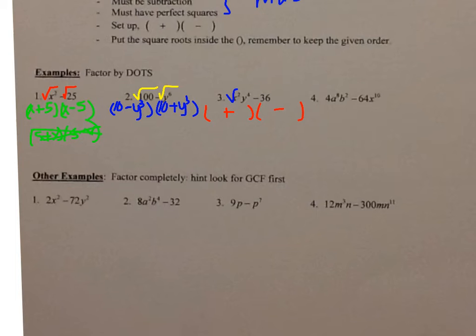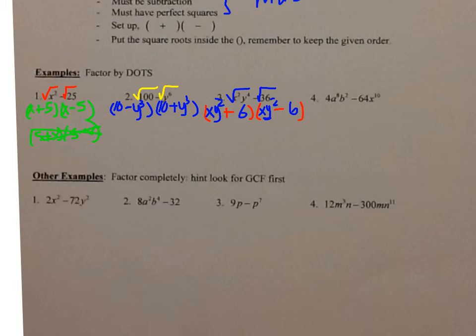Let's do our square roots in here. The square root of x squared is x. The square root of y to the 4th is y squared, so that gets a y squared with the x here. And the square root of 36 is 6. So each one gets a 6.